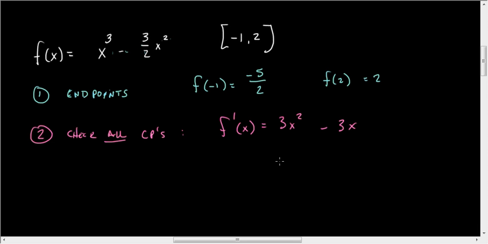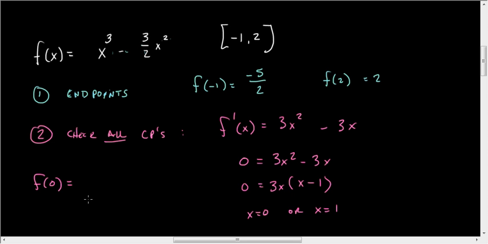And so 0 is equal to 3x squared minus 3x. We can pull out a 3x from both. And so after that, we get x minus 1. And so we have x is equal to 0 or x is equal to 1. So let's check it now. If x is 0, what is the y value? Okay, so f of 0 is equal to 0. f of 1 is 1 minus 3 halves, which is a negative 1 half.